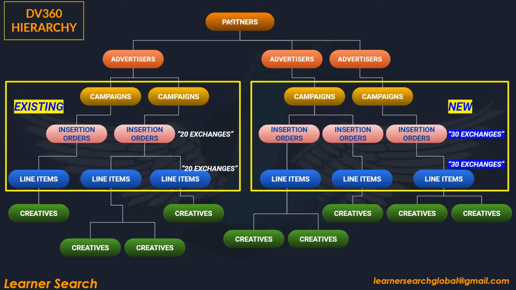So there is a partner, there is a hierarchy. We created a partner. Under that, advertisers are created. Under that, campaigns, IOs, line items and other sections are created. Under this partner, there are multiple advertisers. Let's take this advertiser 1, and the existing one has 20 exchanges which is inherited. New IOs and line items inherit those new exchanges, whereas old ones will not.